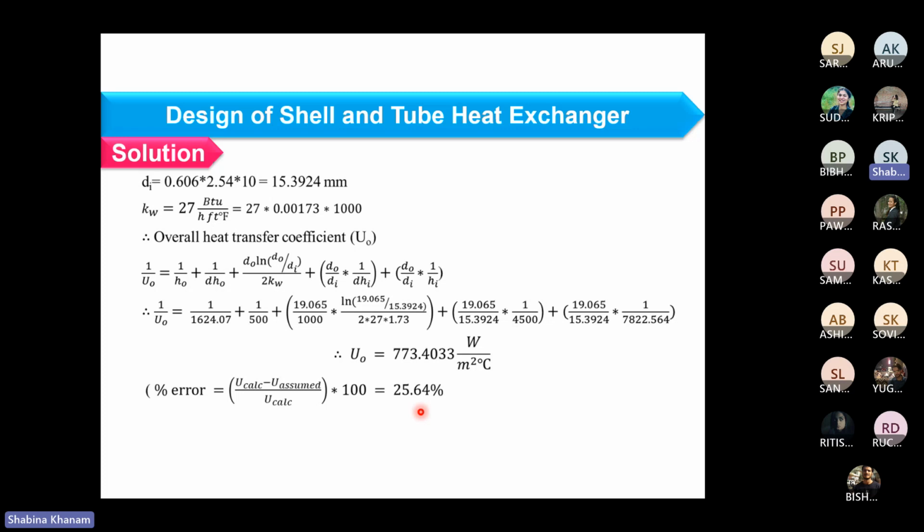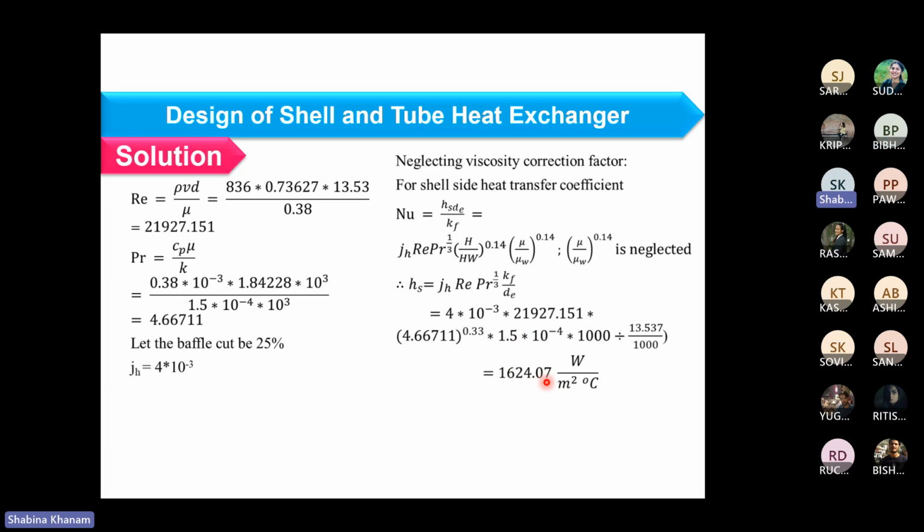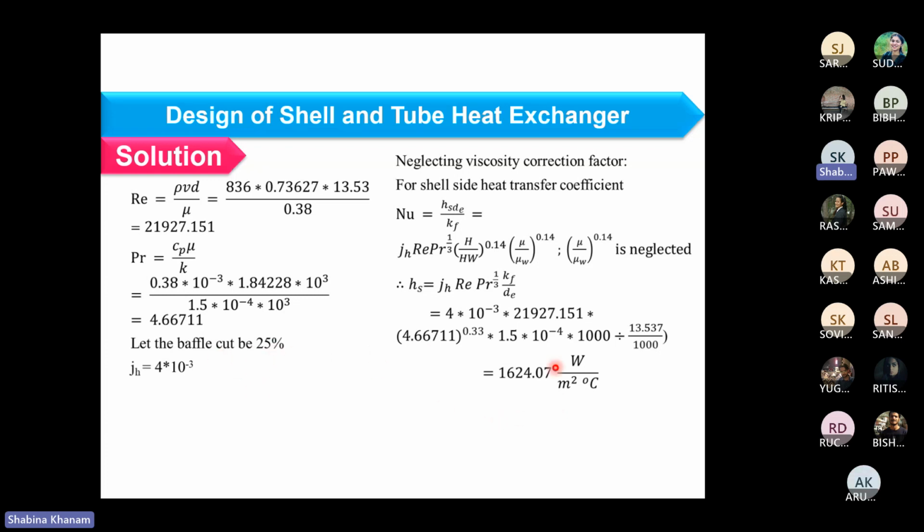Other changes means, if you see the tube side heat transfer coefficient, that is around 7800, but the shell side heat transfer coefficient is 1624. If I reduce this further, we can have the overall heat transfer coefficient, because it will be majorly controlled by this value. So we need to reduce this.